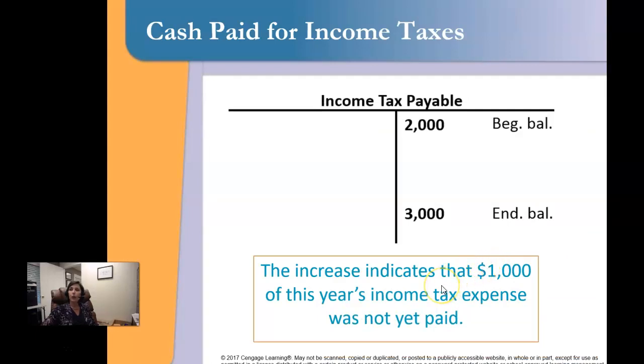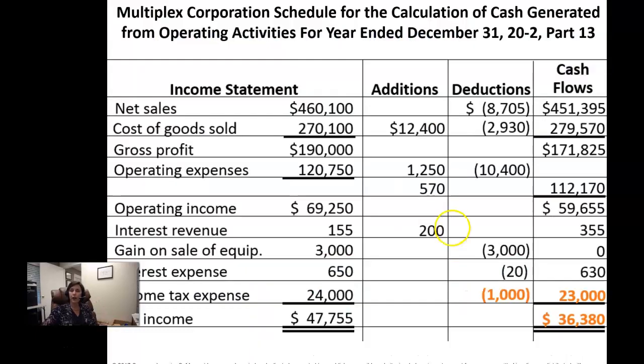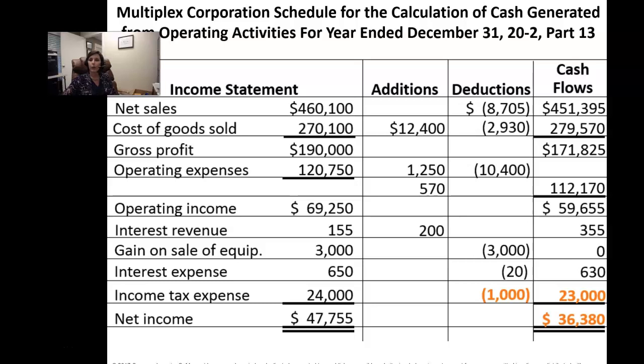We're now moving on to income tax payable. Again, think liability. What happened? Well, it went up. We owe more in taxes now than we did at the end of the prior year as a result of what we did during the year, and our liability went up. So that's going to be a deduction here. So we went from 24,000 down to 23,000.